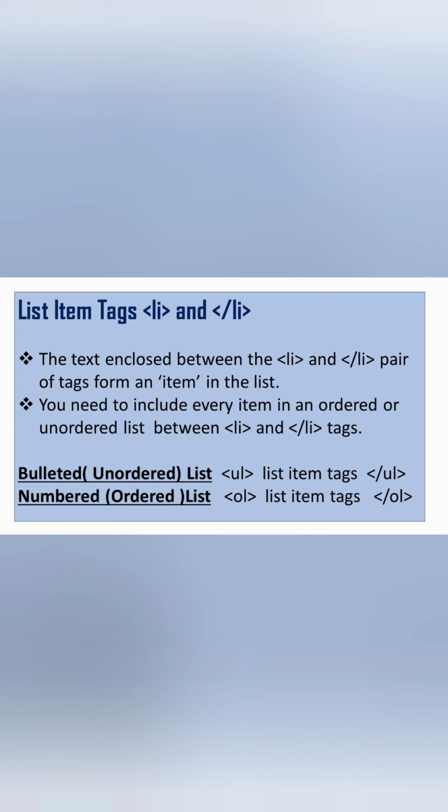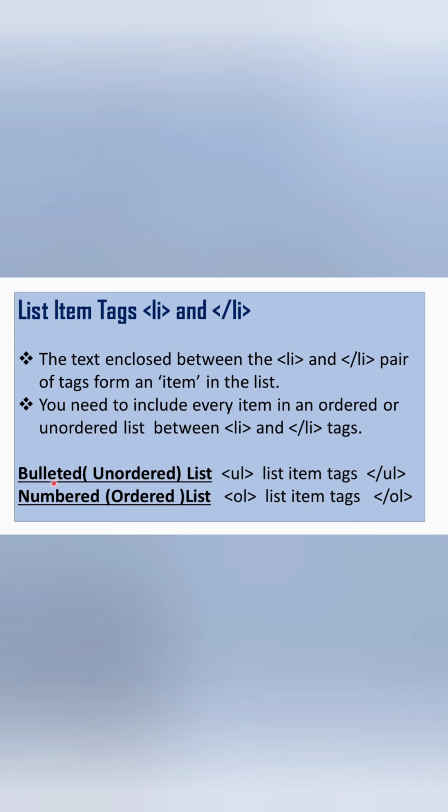So if you want to create a list of items on your web page, you can make use of this list item tags. So this li represents list item. The text enclosed between this li pair of tags forms an item in the list. So you need to include every item in between these li tags, whether it be ordered or unordered list. Each and every item, you must include between these li tags.